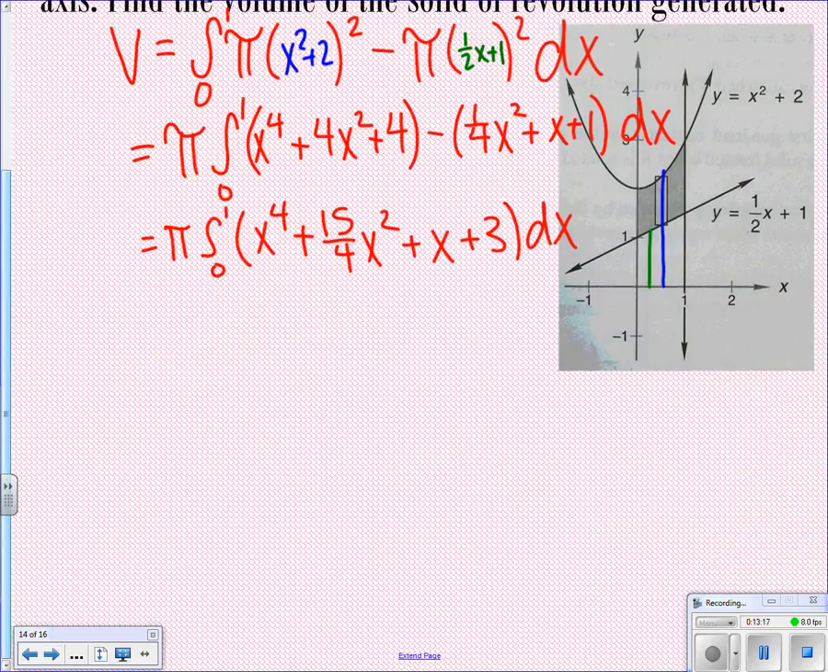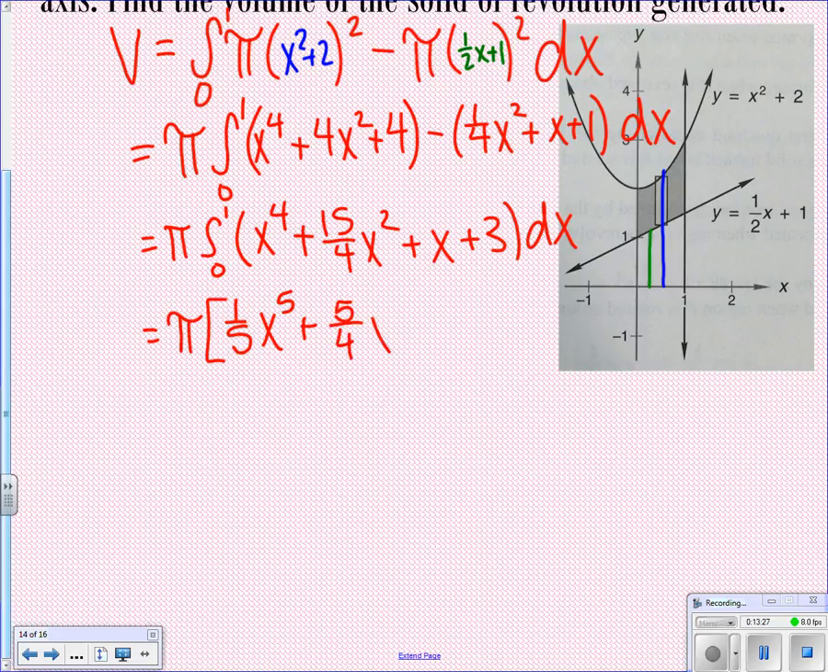So now we can integrate that. So I have 1/5 x to the fifth plus 5 over 4 x to the third. This is actually a minus x here. So minus 1/2 x squared, and then plus 3x. And we're going from 1 to 0.